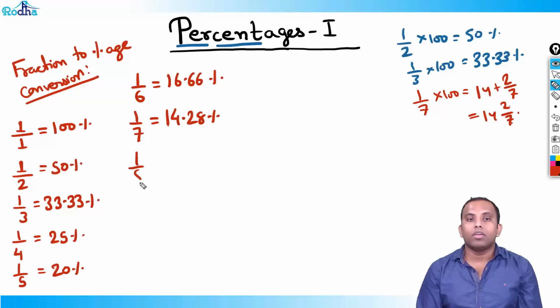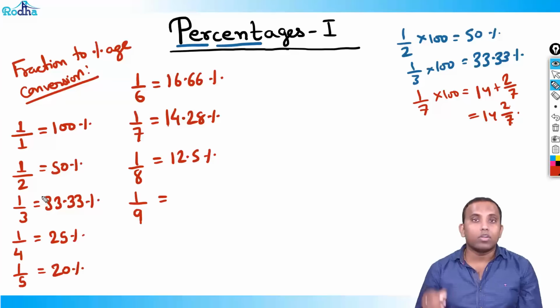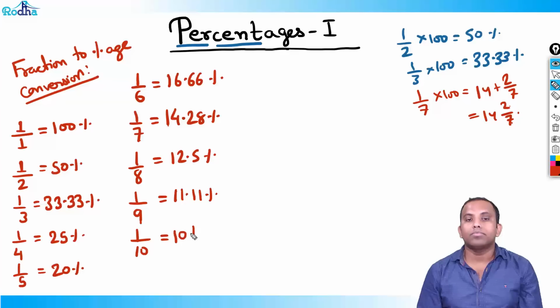Then 1 by 8. 1 by 8 is half of 1 by 4. What is 1 by 4? 25%. What is half of 25? 12.5%. 1 by 9. Again, 9 is not a prime number, so you can easily connect with a previous one. 1 by 9 is 1/3 of 1 by 3. What is 1 by 3? 33.33. It's 1/3 of that. How much? 11.11%. 1 by 10 is obviously 10%.